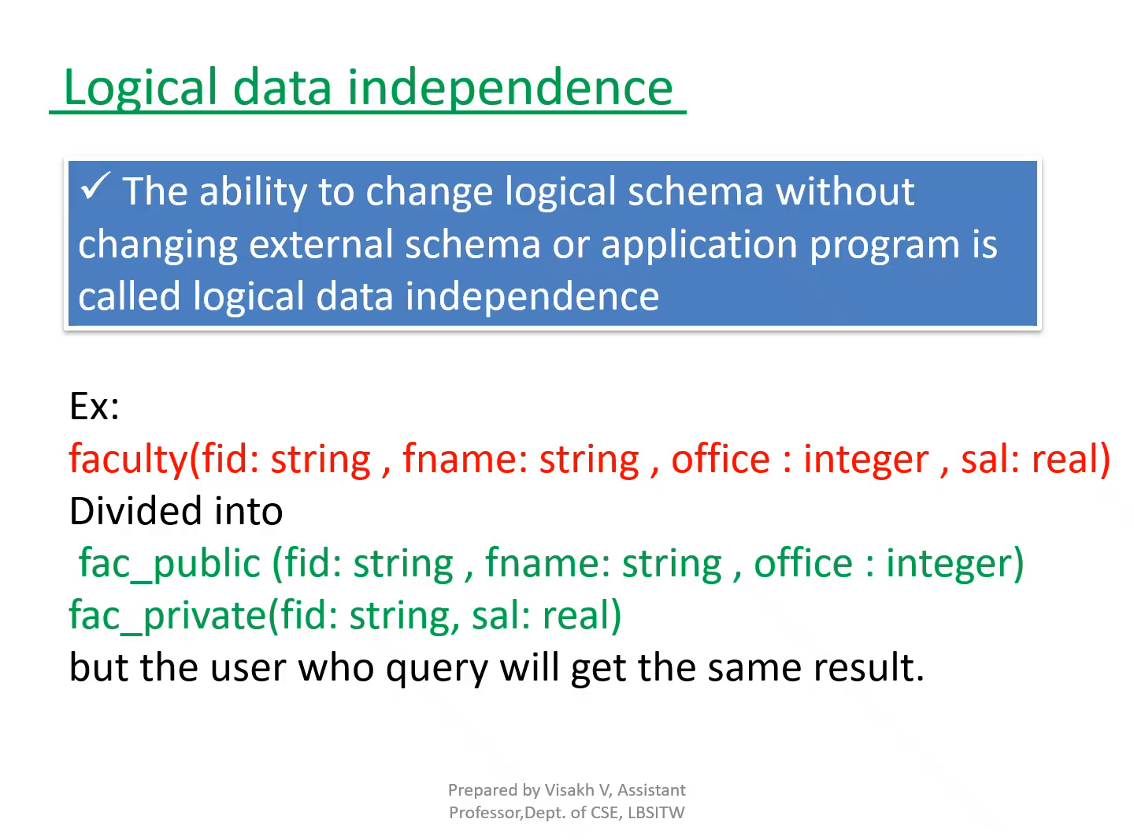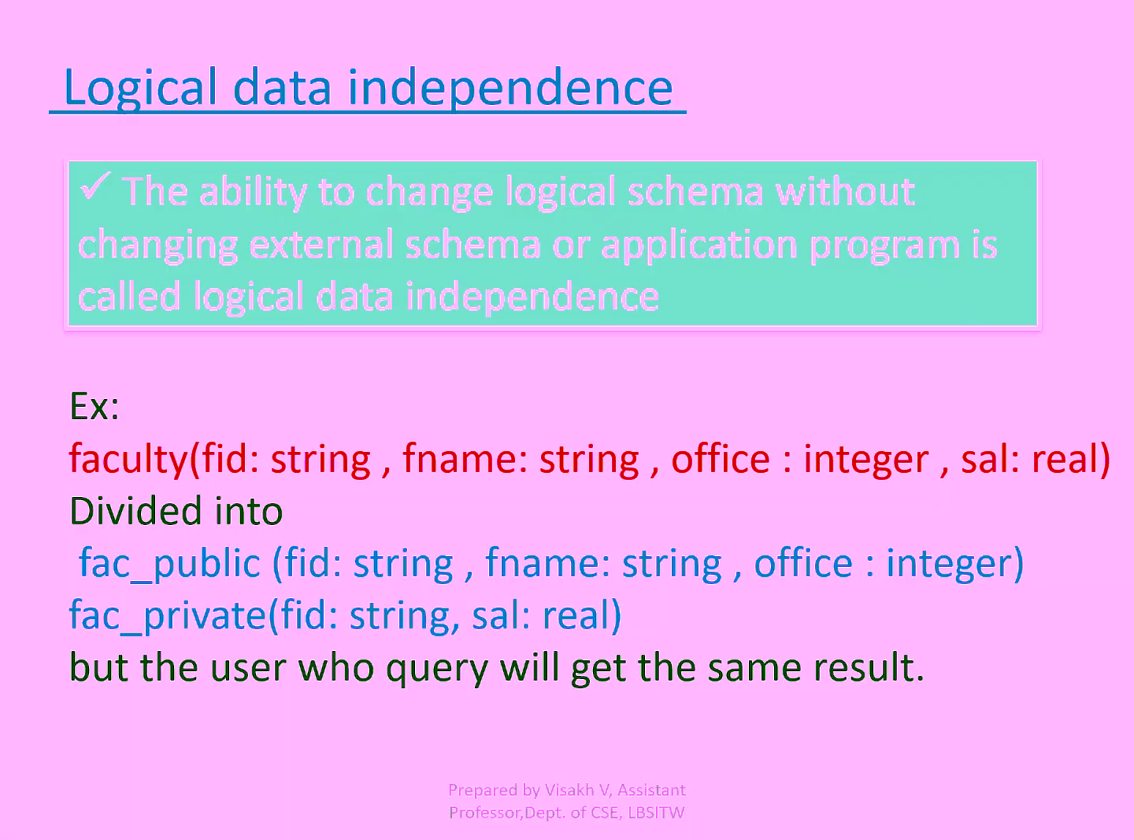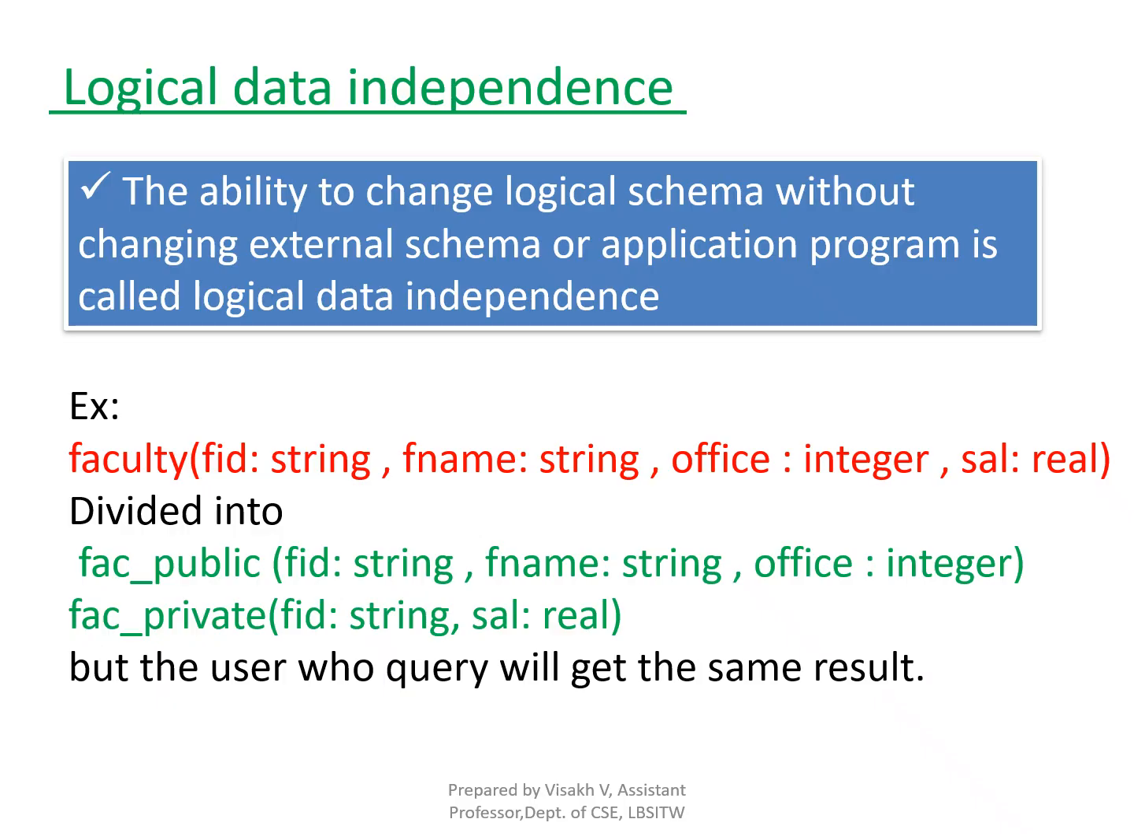In fact, which data do they want to secure or save in the private? Faculty ID and his salary. In an organization they do not disclose the salary to everyone or anyone, so that data they have to keep privately. So they have made two schemas: faculty public and faculty private.